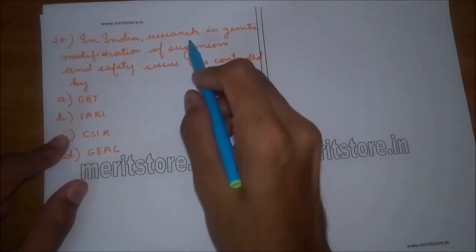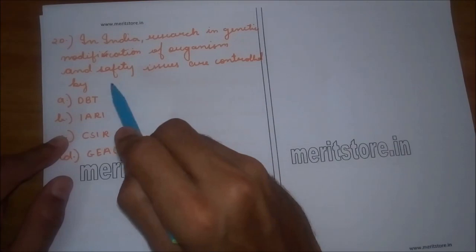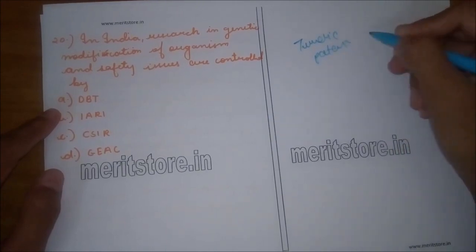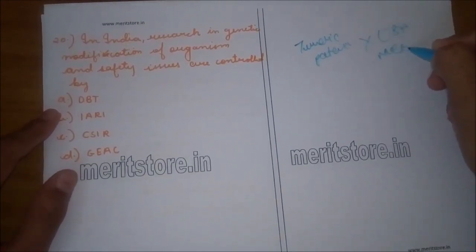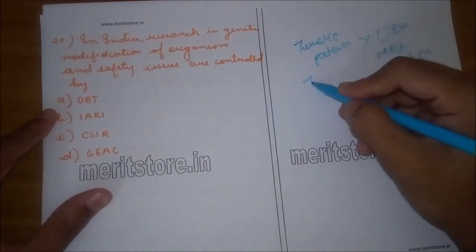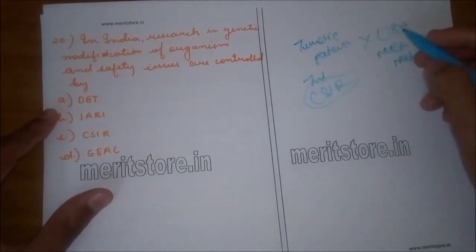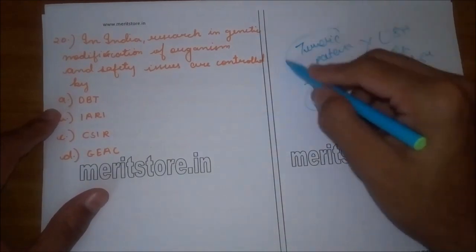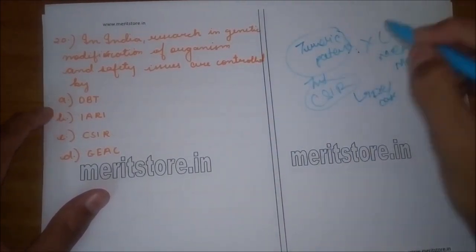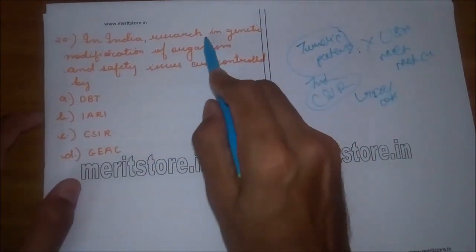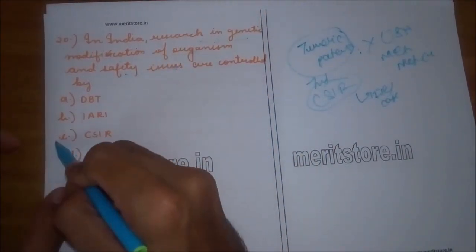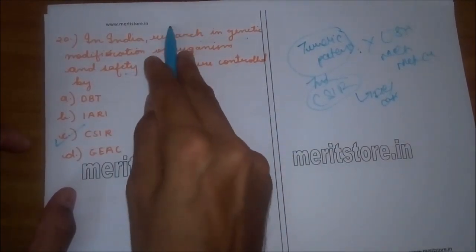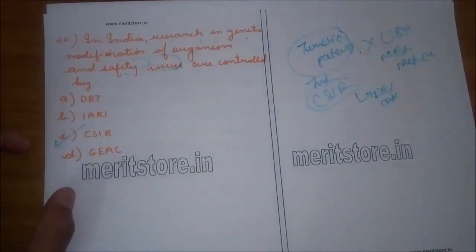Question number 20. In India, research in genetic modification of organism safety issues are controlled by. For the turmeric patent against USA, that Mississippi Medical Center, the Indian CSIR Research Center had filed a case for biopiracy. So this was to obtain the turmeric patent. So in India, research in genetic modification of organism safety issues has been controlled by CSIR. So option C is the correct answer for this protection of biosafety issues in India.